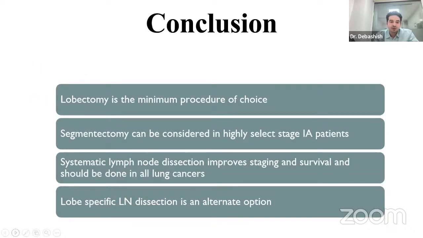So this is the concluding slide. I would say lobectomy is the minimum procedure of choice. Segmentectomy can be considered in a very highly selected group where the tumor size is less than 2 cm. Systematic lymph node dissection improves staging and survival and should be done in all lung cancers. Lobe-specific lymph node dissection is another alternative method. Next slide.